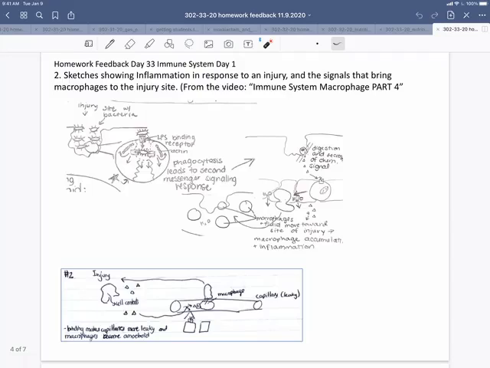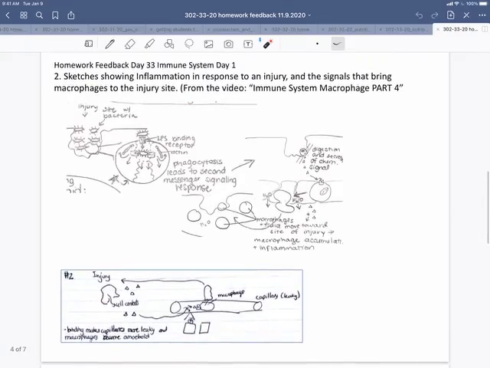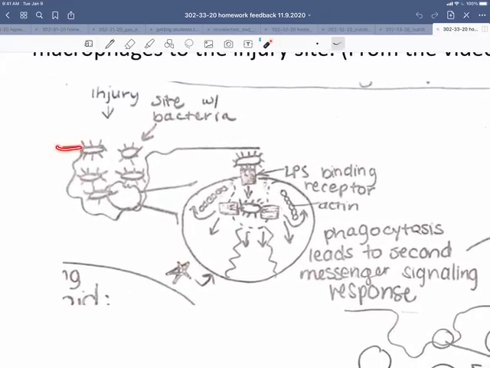Number 2 is sketches showing inflammation in response to an injury and signals that bring macrophages to the injury site. So here is an injury site, and bacteria have gotten in. They have surface molecules like LPS, lipopolysaccharide, as well as surface proteins. And here is a macrophage binding to one.